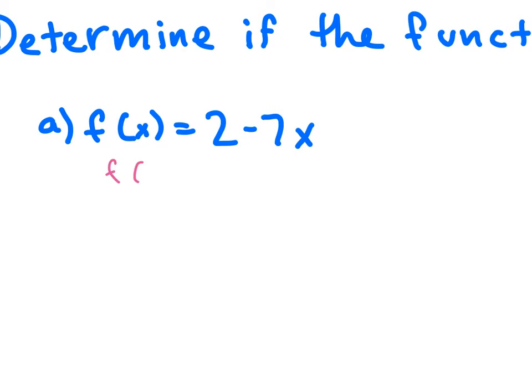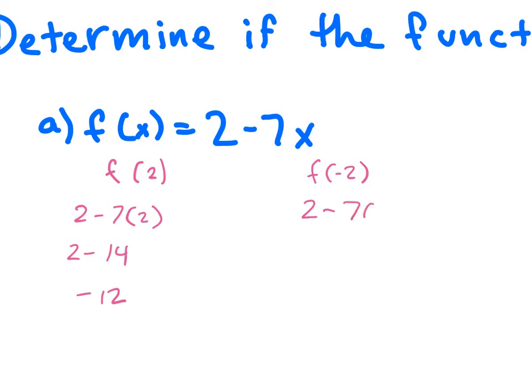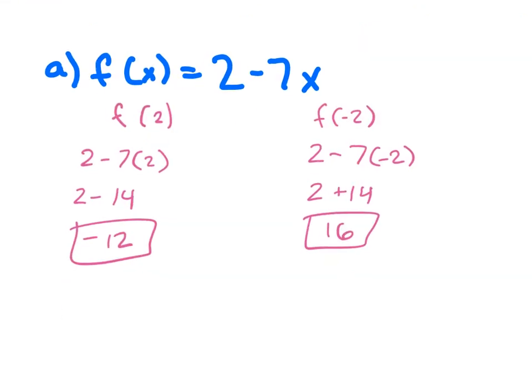Okay. So here we can plug in, let's say, 2 and -2. When we plug in 2, we get 2 minus 7 times 2, which would be 2 minus 14. So this would be -12. And then when we plug in -2, we have 2 minus 7 times -2, which would be 2 plus 14, which would be 16. So these two numbers are totally different, so that means this function is neither.